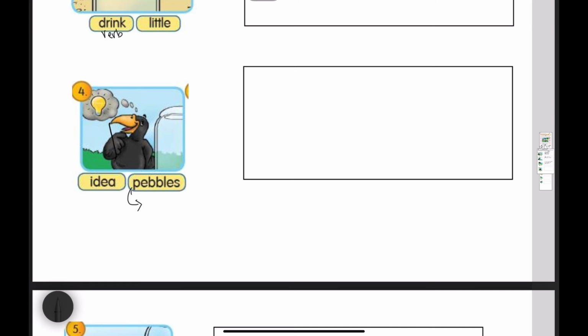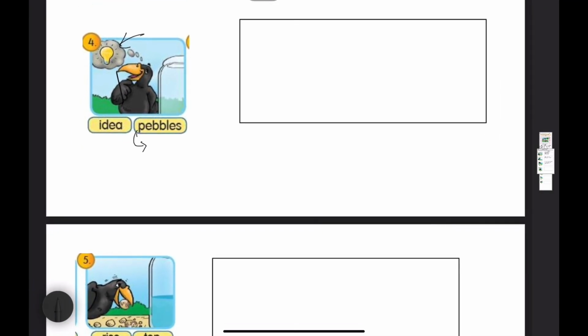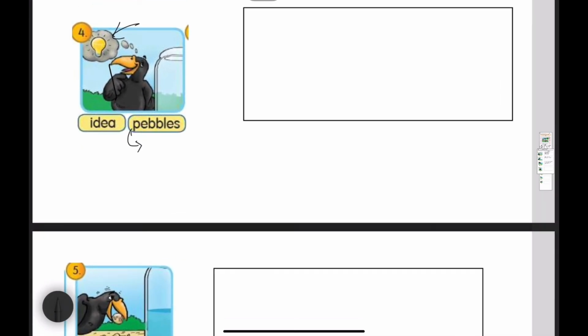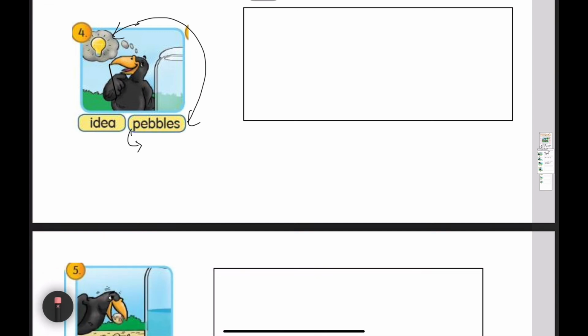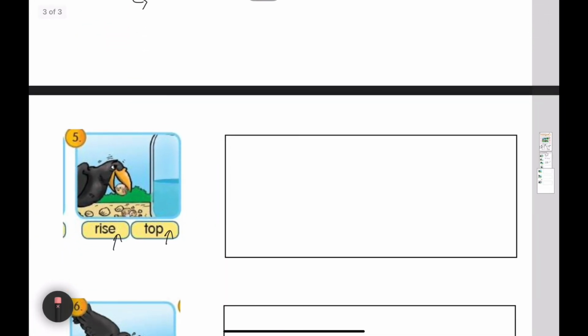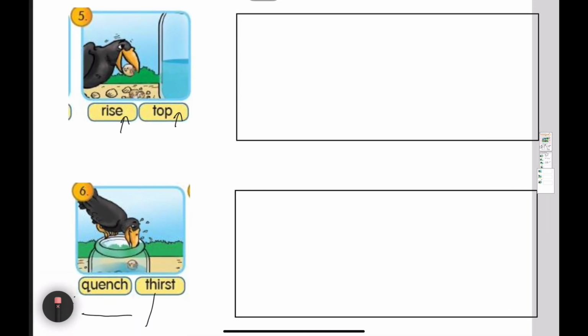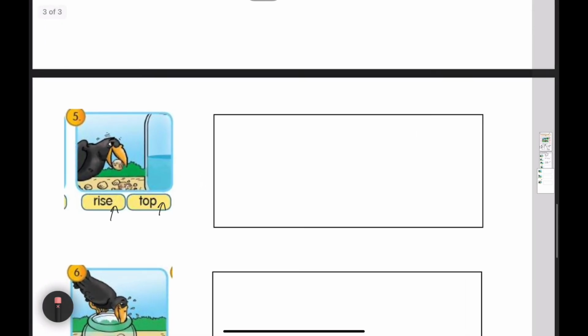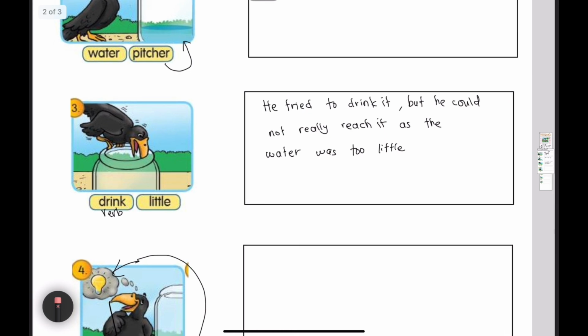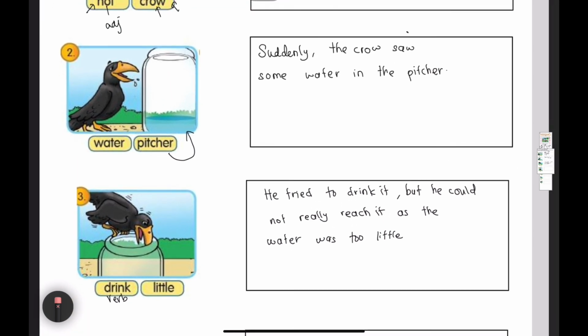Okay, so moving on to picture number 4. The crow had an idea. You can see this showing that he has an idea. And then to know what the idea is, you must find out the meaning of pebbles. But actually you don't have to think much. If you understand what the picture is about, you look here at picture number 5, you would know what a pebble is. And then what did the crow do to help him drink the water? And how does he feel afterwards? So basically these are all very easy exercises. Like I said, you don't have to write longer sentences. You can write simple sentences.